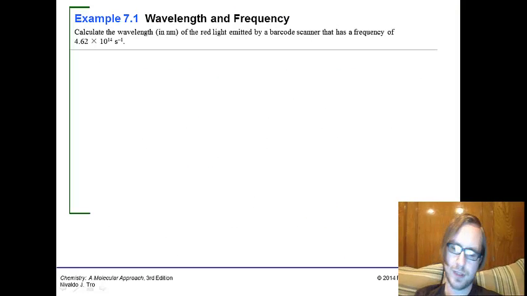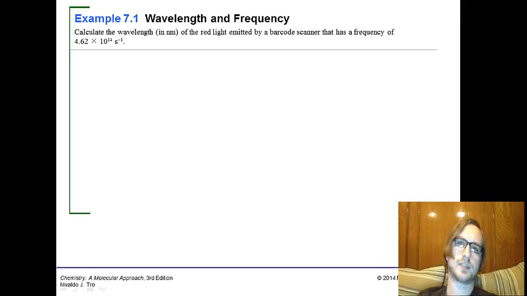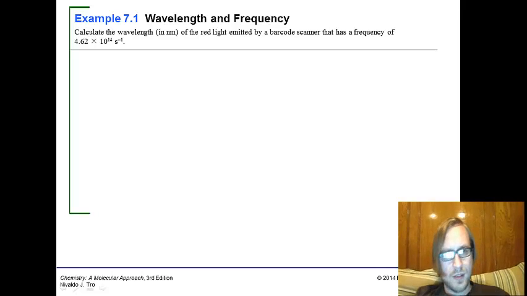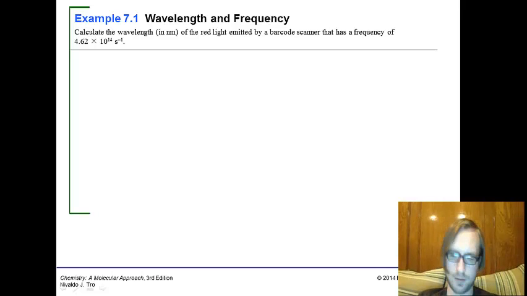All right, so let's look at some sample exercises. This is example 7.1. Calculate the wavelength in nanometers. A barcode scanner has a frequency of 12.62. I hope this puts together a lot of the basics that you already understood. Now you've got some of the why behind it.